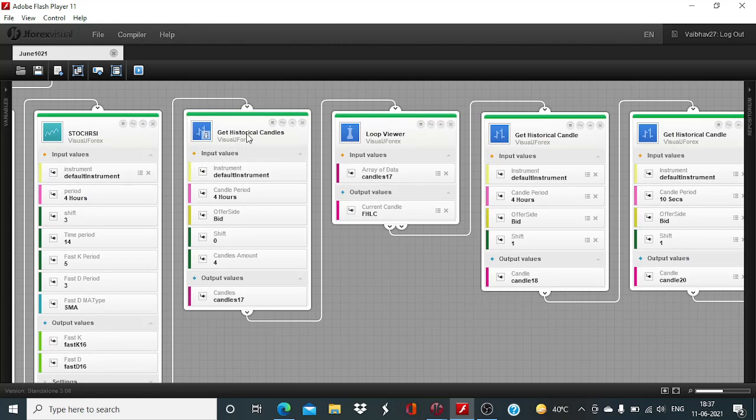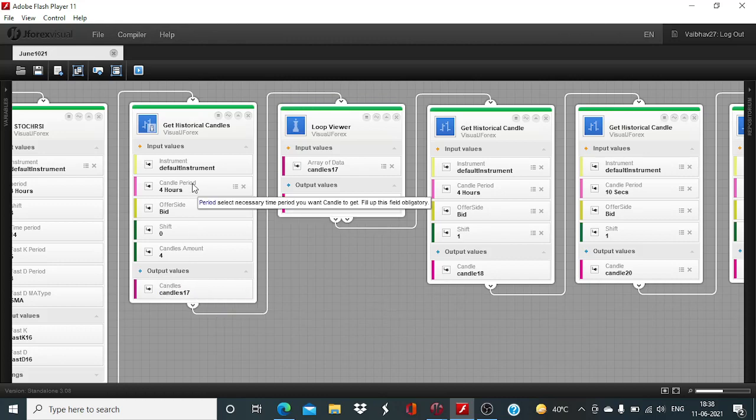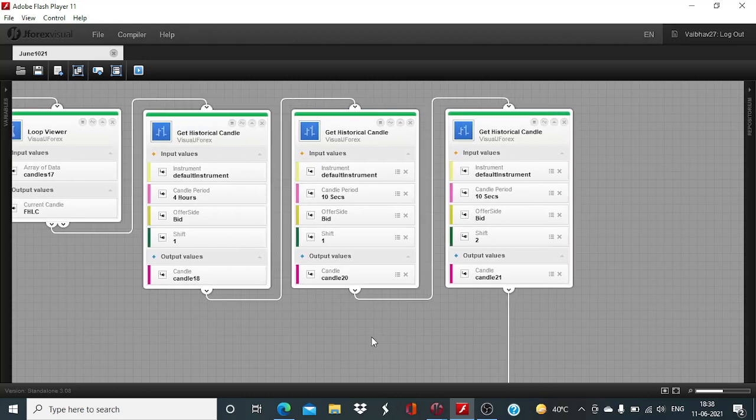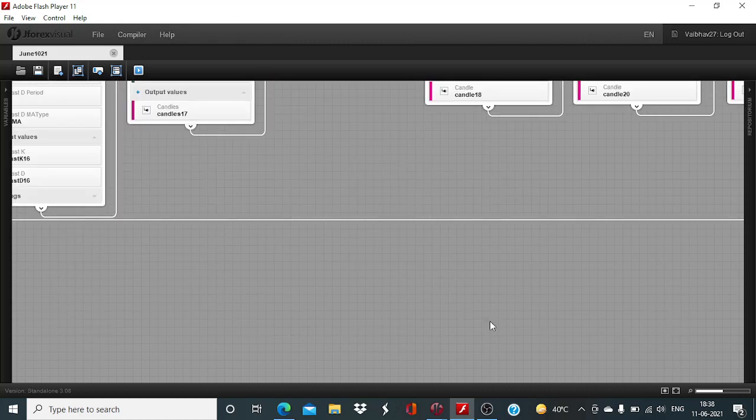Moving on to the price action, we are also relying on these cluster of 4 candles of 4 hours, and we will utilize these to define the entry point. We will also see if there is enough of volatility or not. Loop viewer is to retrieve the visual variables from this array of data, and after that this get historical candle of 4 hours will help us define the conditions whatever way we want, depending on how the price action has played out in last 4 hours. And to pinpoint the exact entry point, these 10-second blocks of get historical candle will be utilized.